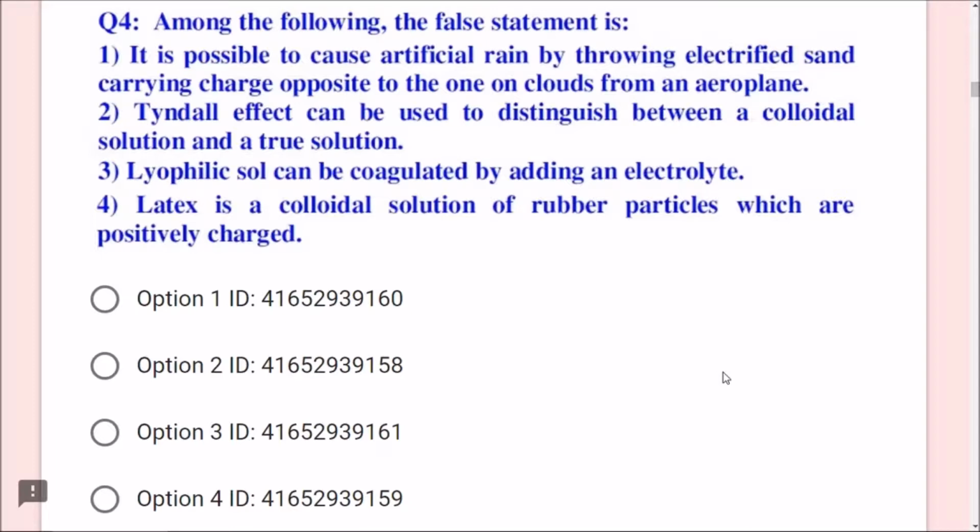Next, option number 4. Latex is a colloidal solution of rubber. Yes, particles which are positively charged. Dear friends, these are negatively charged. So the option number 4 is correct option friends.